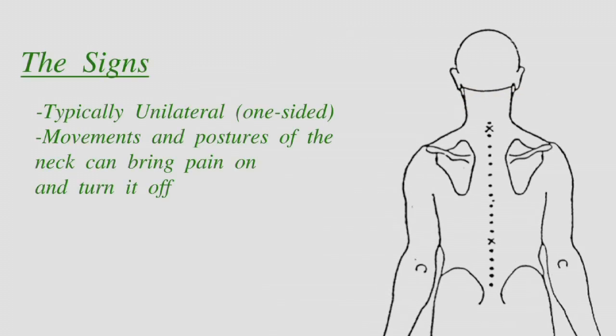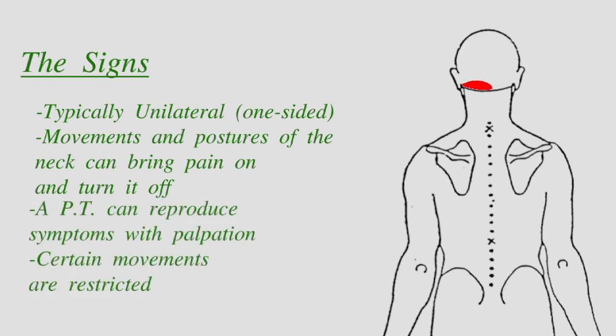Now the signs. A typical sign of a cervicogenic headache is that it's typically one-sided, so the pain is on one side. The movements or the postures of the head and neck can bring the symptoms on, as well as take it away. And a physical therapist can reproduce the symptoms with palpation, like we stretch your neck or poke on specific vertebrae, and if those palpation findings reproduce your neck pain, it's a likely cervicogenic headache.